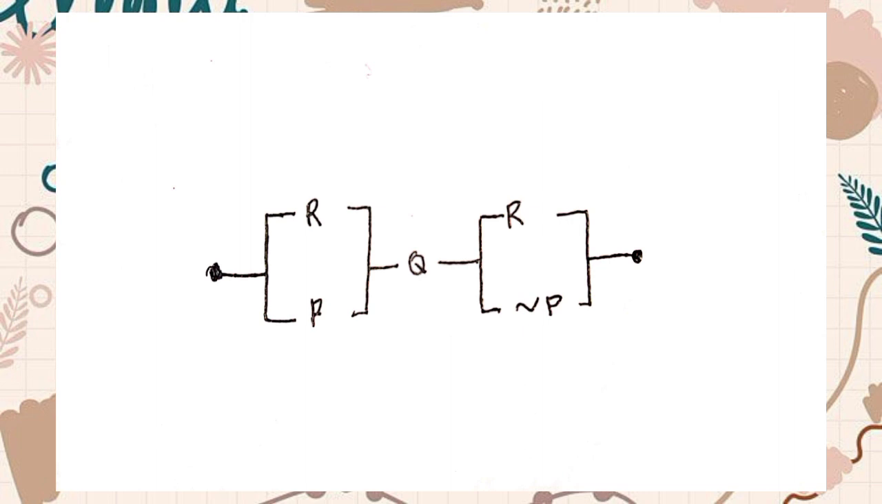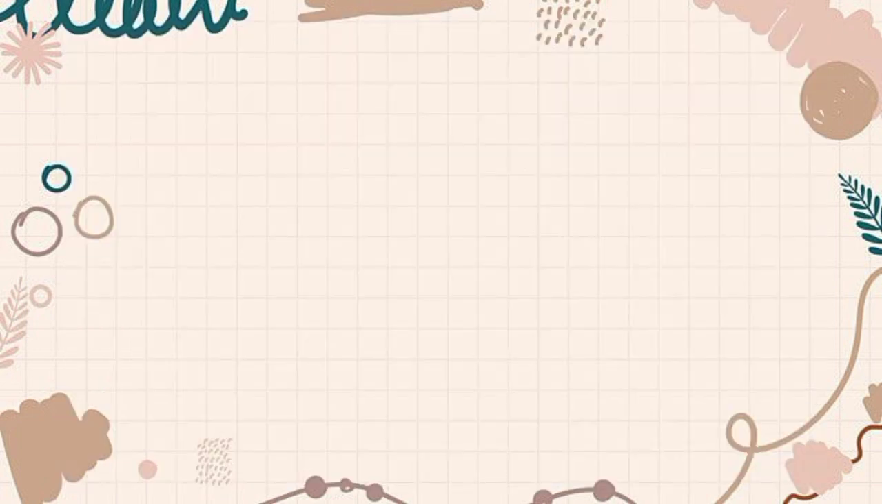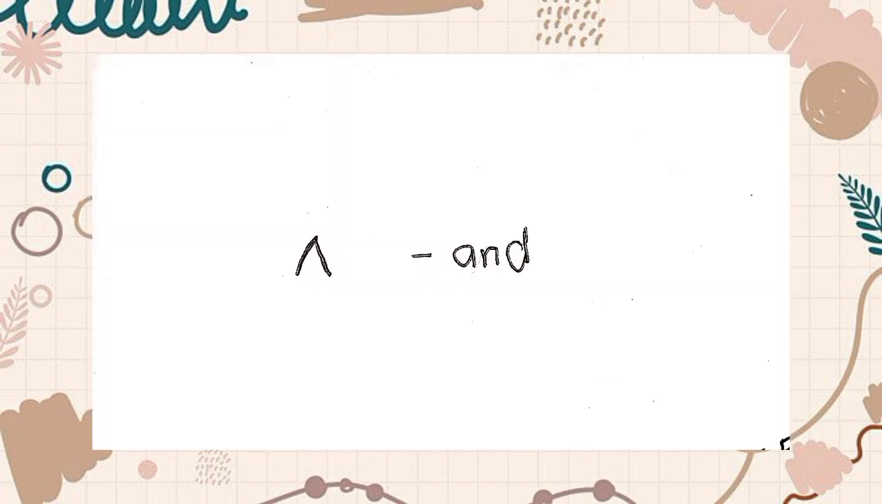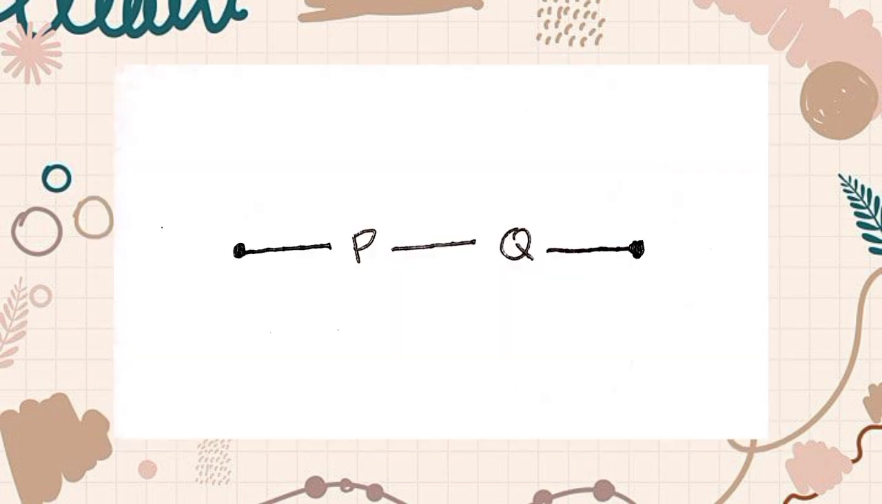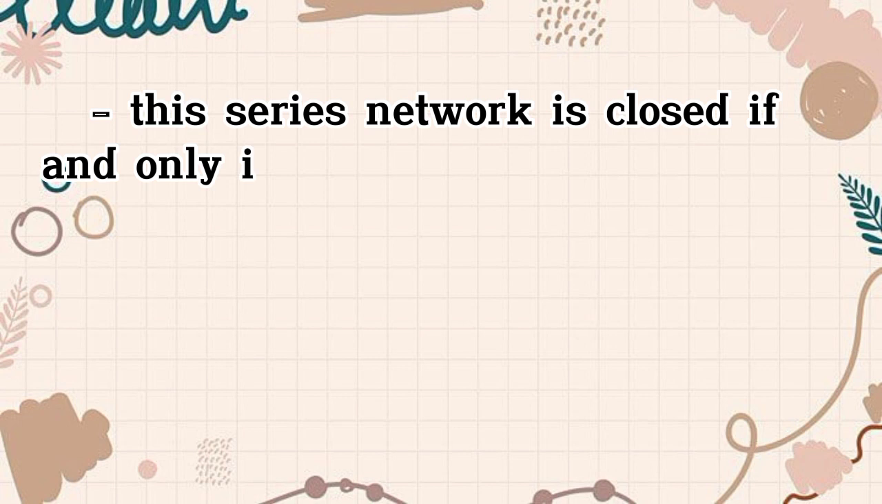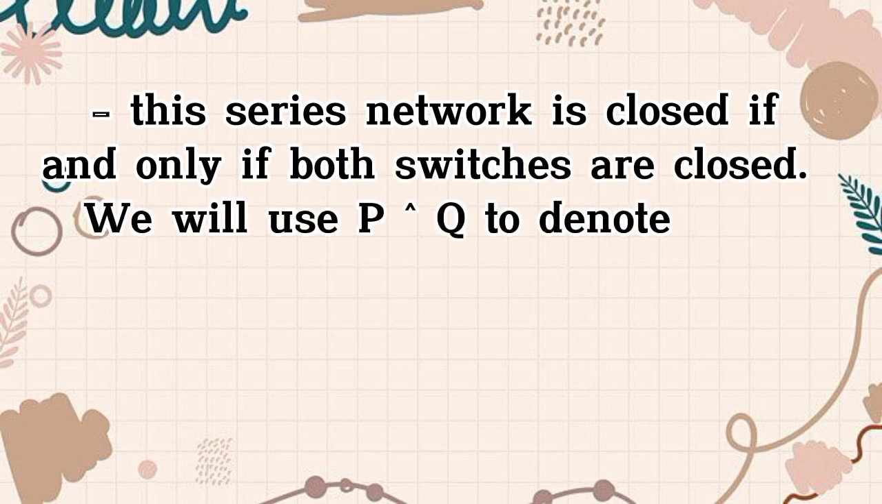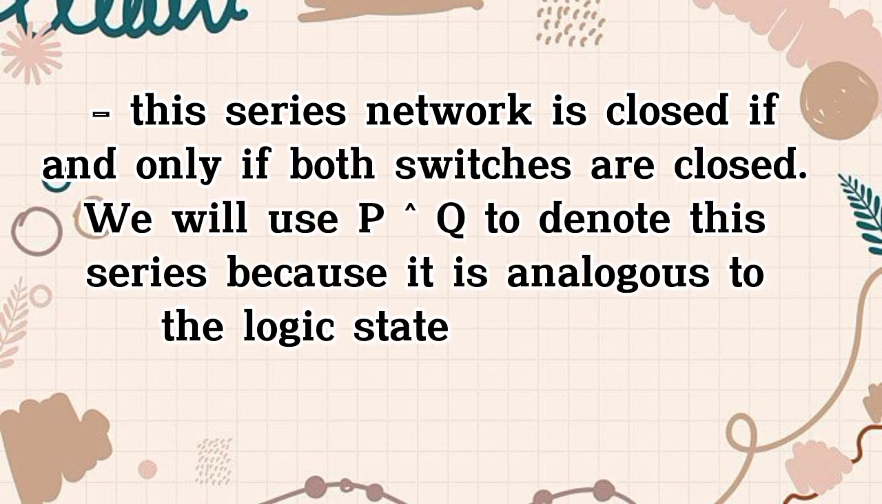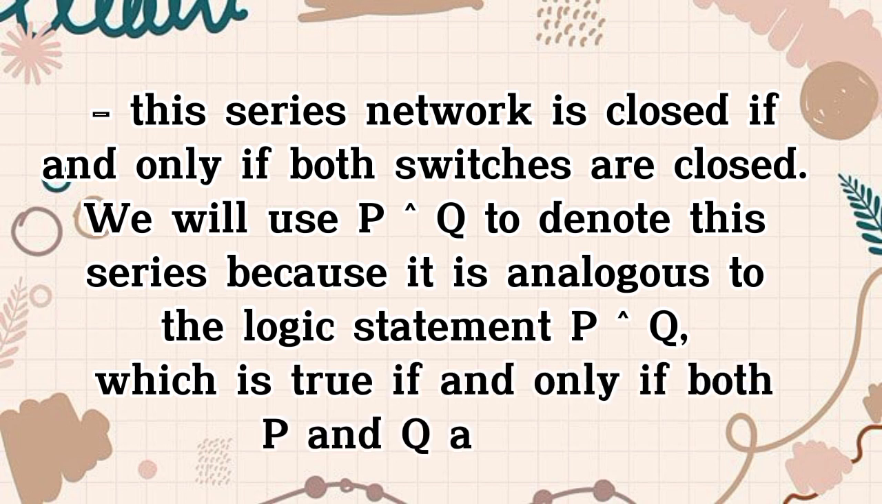Instead, it uses illustrations. For AND, this is the symbolic form and this is the illustration form, and it will be a series network. This series network is closed if and only if both switches are closed. We will use P and Q to denote this series network because it is analogous to the logic statement P and Q, which is true if and only if both P and Q are true.